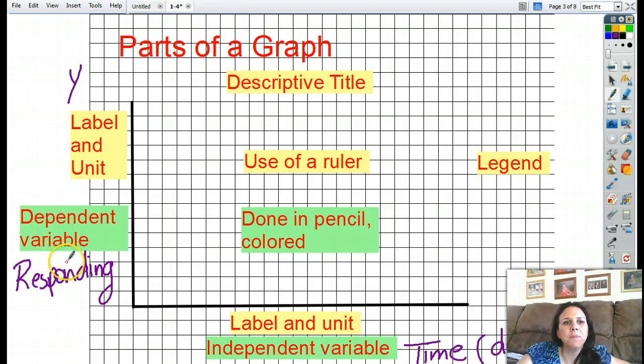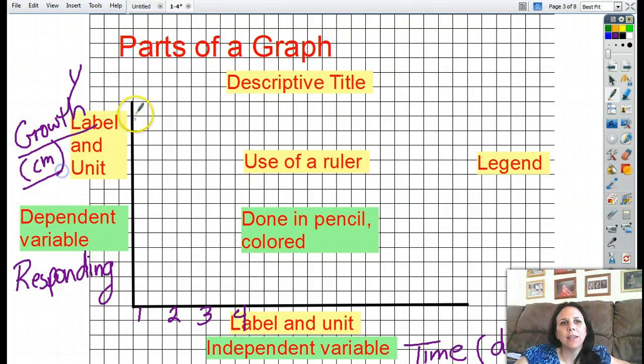Okay, so let's say we were measuring the growth of a plant in days. So day 1, day 2, day 3, day 4. How might I measure that? Would I measure it in miles? No. Would I measure it in microns? No. So what am I measuring? What is my label? Well, I'm measuring growth. And how am I measuring it? I'm measuring it in centimeters. So I need the what and the how. So the label is the what, the unit is the how.